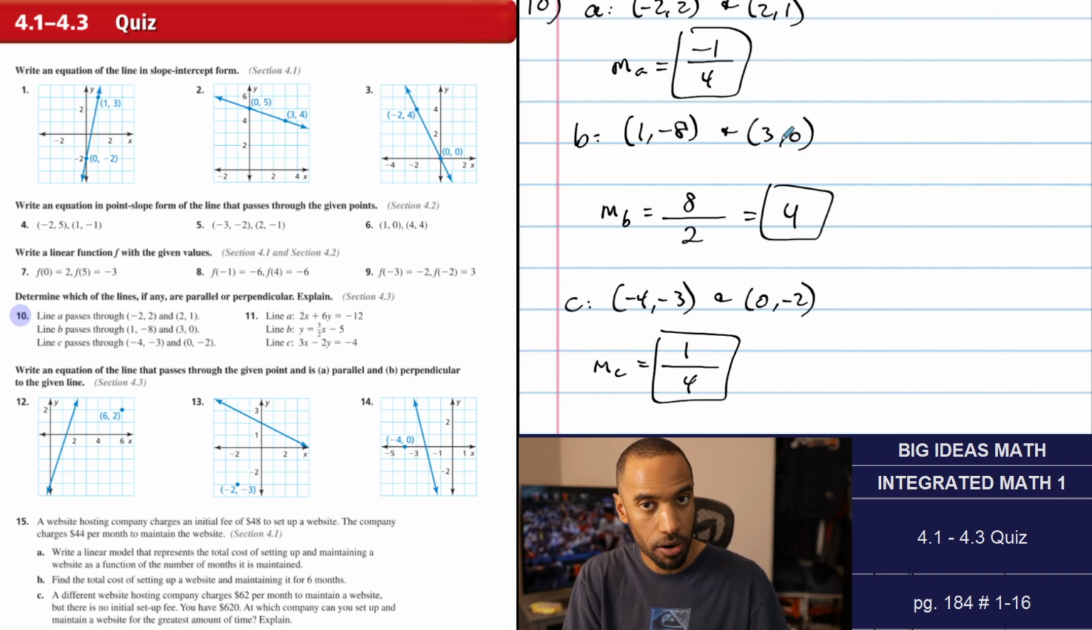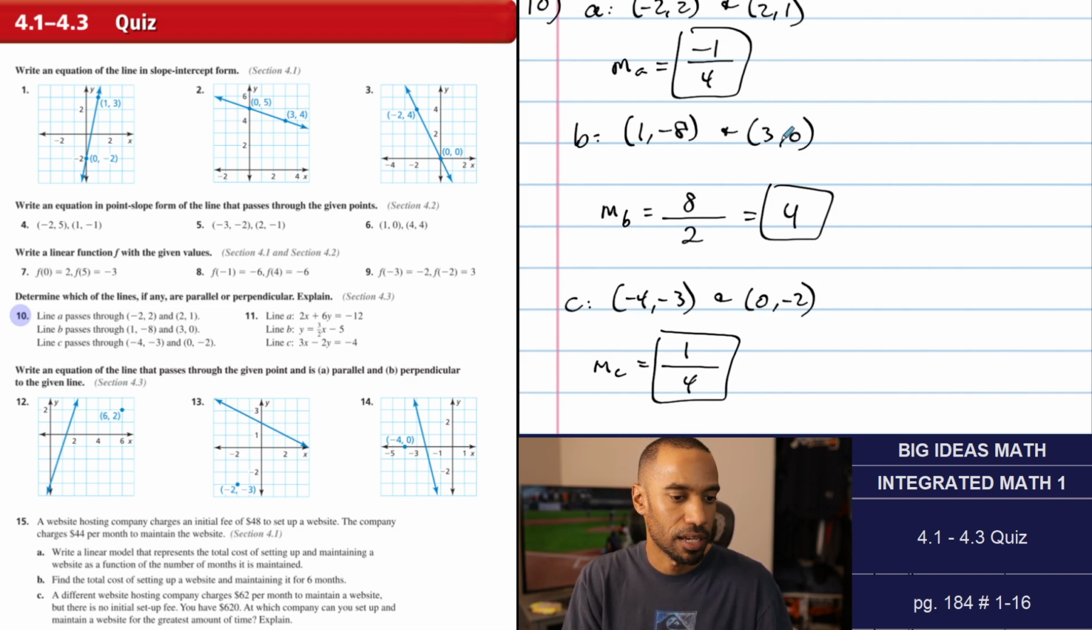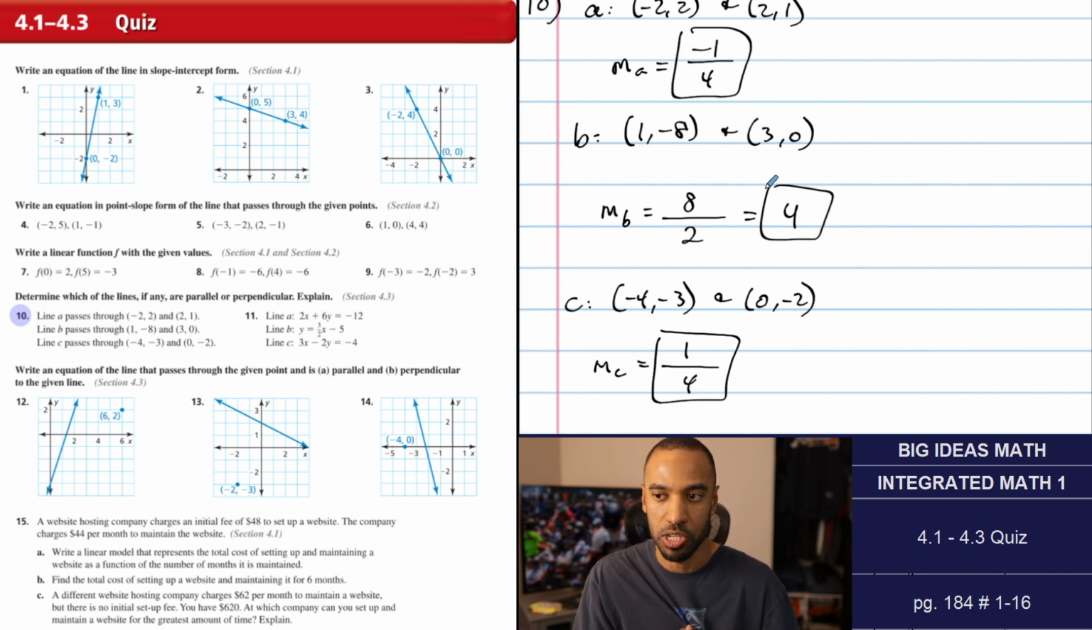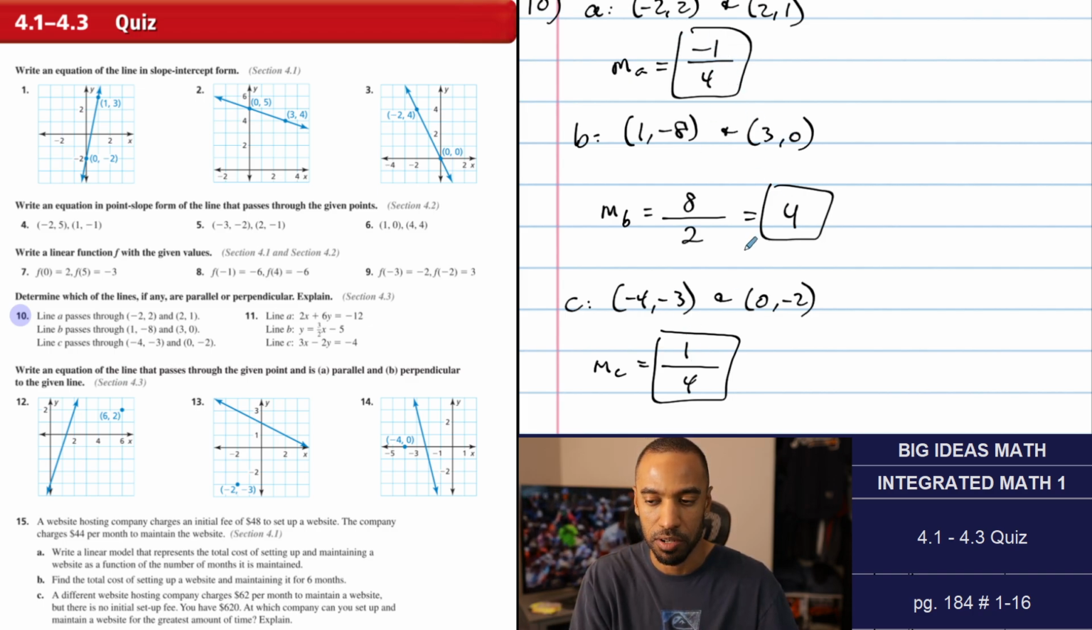Therefore, nothing is parallel. They're asking to determine which, if any, are parallel or perpendicular. Are any perpendicular? We need opposite reciprocal slopes. Opposite means a sign change, such as from this negative to this positive or this negative to this positive. So these can't be perpendicular because they're not opposite signs. But these may be, or these may be.